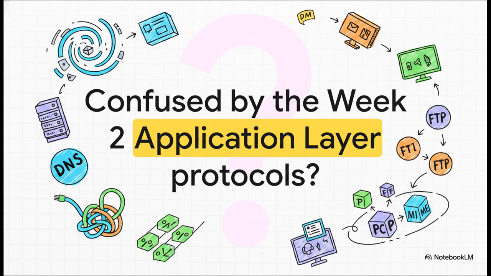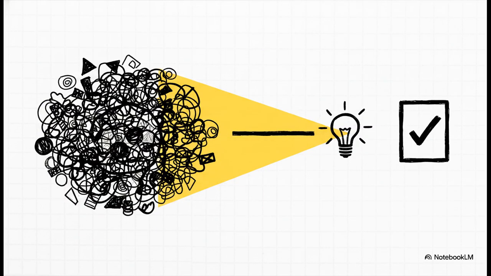I mean, it's like alphabet soup this week, isn't it? You've got DNS, FTP, TFTP, MIME. It's a lot. So if your head is spinning just a little, trust me, that is completely normal. There are a ton of moving parts to keep track of here. But hey, don't worry. That's the whole point of this explainer. We are going to cut right through that confusion.